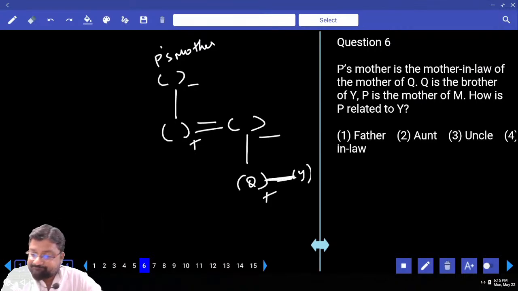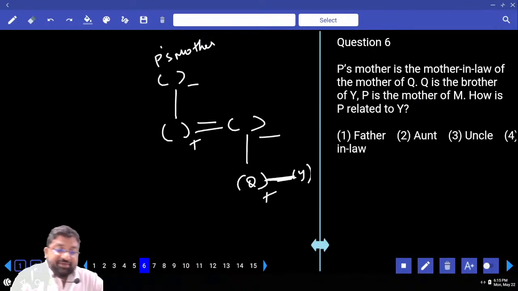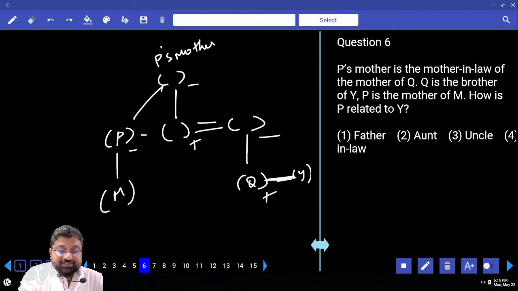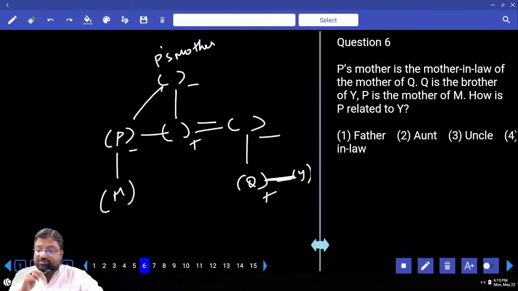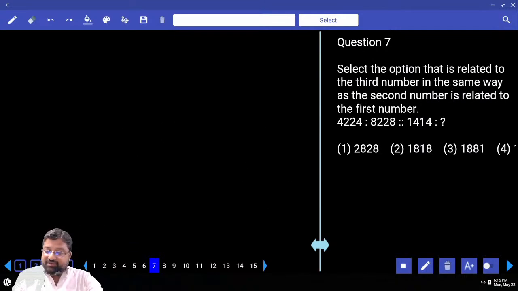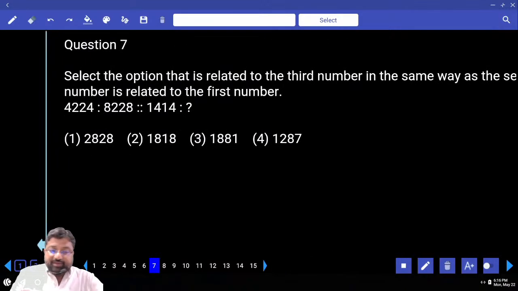Next. P is the mother of M. P is the mother of M, so P is female. So these two are siblings. How is P related to Y? Y's father's sister. What do you call your father's sister? Aunt.